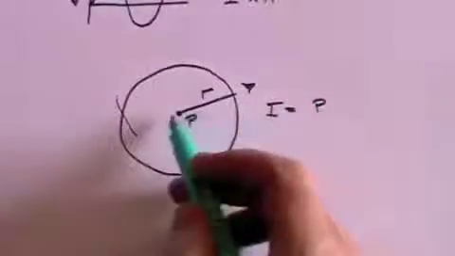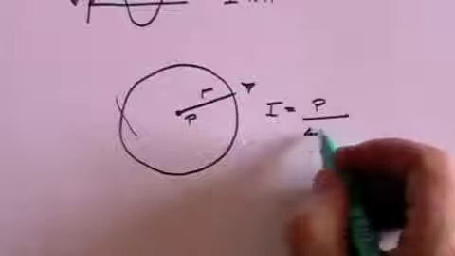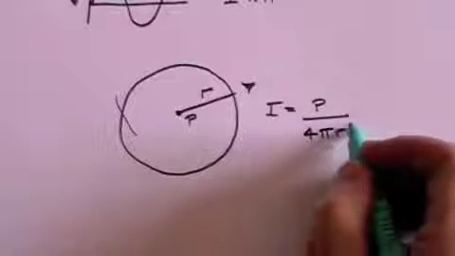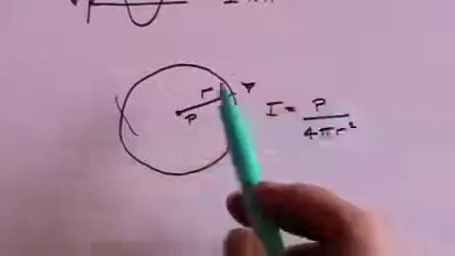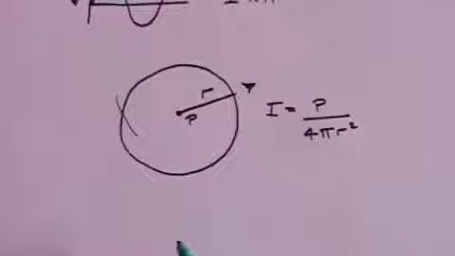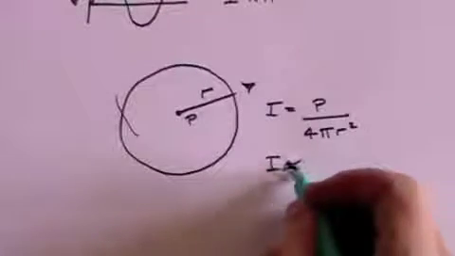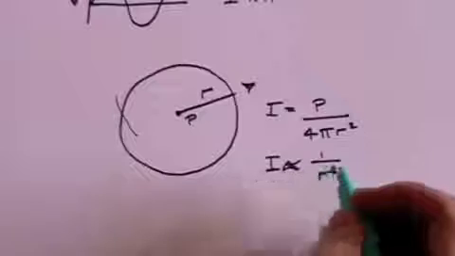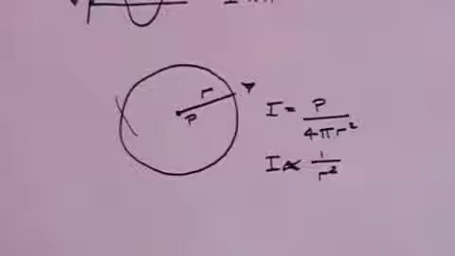Well, I'll observe the power, but the power has now been spread out across the whole of the surface area of the sphere, which is 4 pi r squared. So the intensity that I see is simply the power as it is distributed across the surface area of that sphere. And that tells me that the intensity is proportional to 1 over r squared. It's what's called an inverse square law. If you go double the distance, the intensity will fall off fourfold.